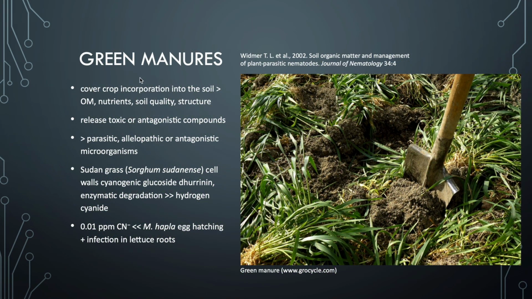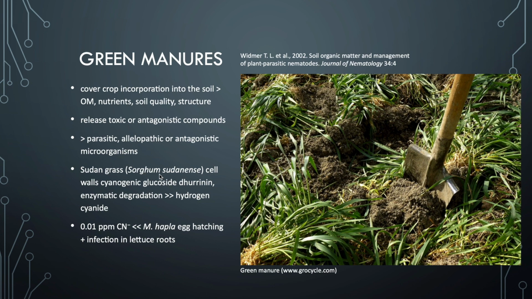The other method to increase your organic matter in the soil is to use cover crops that are incorporated into the soil. This is what we call green manures, and this supplies increased organic matter in the soil, increased nutrients, as well as increasing soil quality and structure. Once again, plants that release toxins or other antagonistic compounds can be used, and green manure crops have been shown to increase parasitic, allelopathic, or antagonistic microorganisms as well that will naturally control the root-feeding nematode populations in the soil.